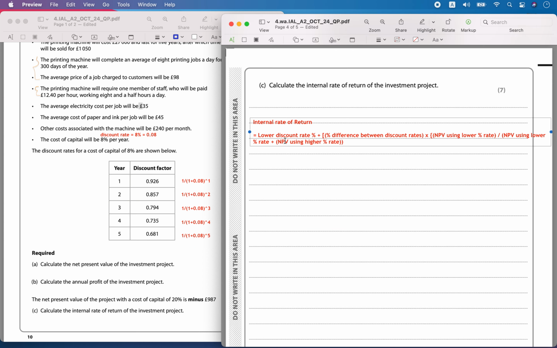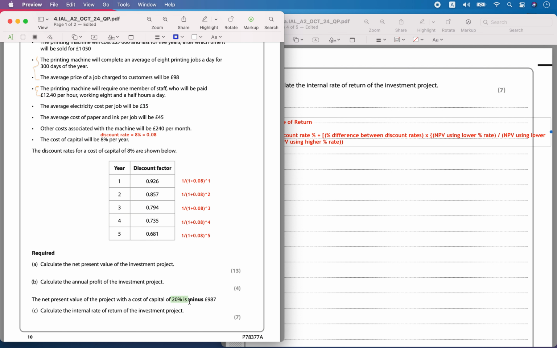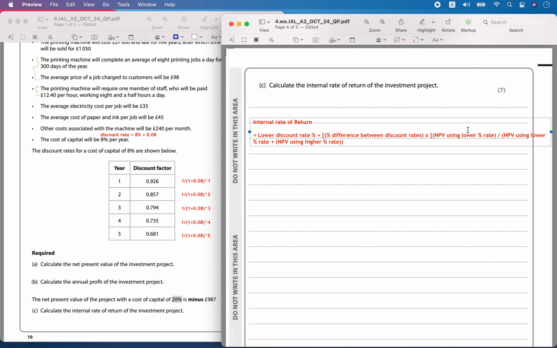The internal rate of return has a formula. The formula used is lower discount rate percentage plus the difference between the percentages. Okay, there is a lower return rate percentage and there is a higher return rate percentage. So 8%, and then they want you to calculate internal rate of return when the net present value with the cost of capital of 20% is given. So now the net present value at 20% is a higher discount rate. So you will calculate the difference between the discount percentages times the NPV at the lower rate divided by the total NPVs. Okay, we have to calculate the total NPV.